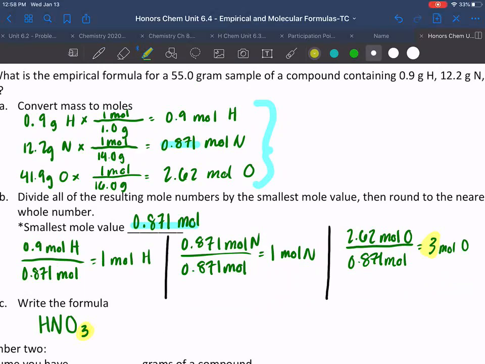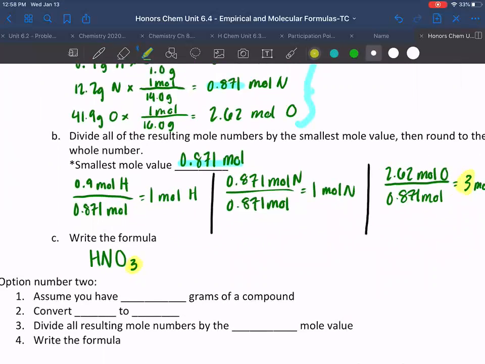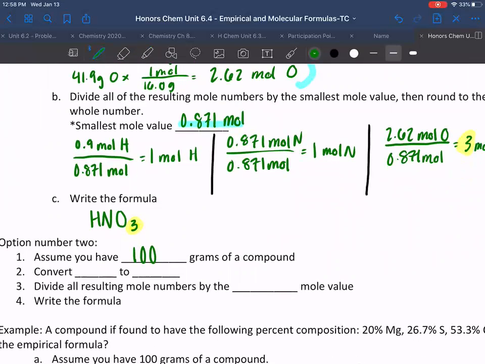Okay, option number 2. Let's say instead of being given masses, you just have percents. The first thing you want to do is assume that you have 100 grams of a compound. You could assume any amount of grams, but with percents, it makes sense just to assume 100 because it's just going to translate into their mass. So once we assume 100 grams, we're going to have masses, and again convert those masses to moles, and divide all resulting mole numbers by the smallest mole value.